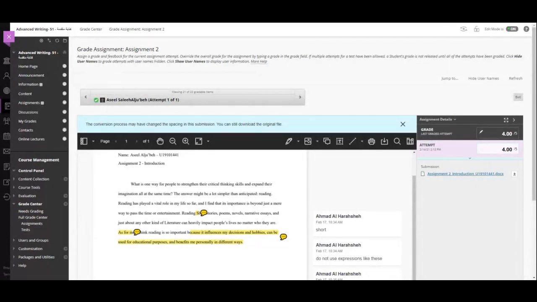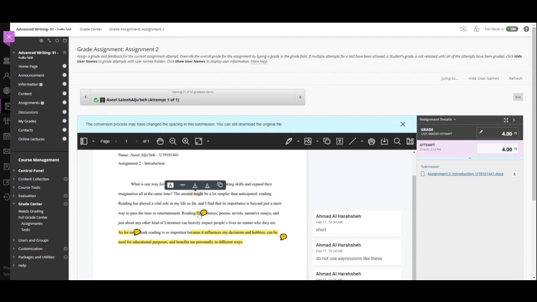What is one way for people to strengthen their critical thinking skills and expand their imagination all at the same time? The answer might be a lot simpler than anticipated. Reading, yeah, good. The hook sentence is good. You start with a question, good. The answer might be a lot simpler than anticipated. Reading, good. Reading has played a vital role in my life so far, and I find that its importance is beyond just a mere way to pass the time or entertainment.